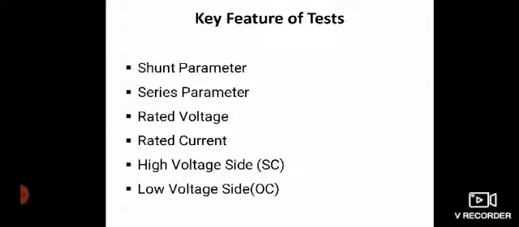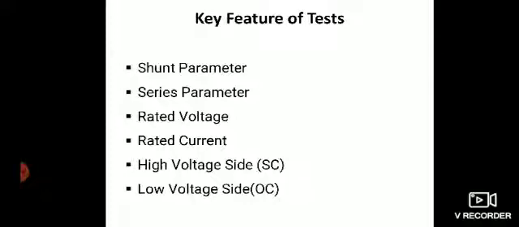Similarly, some other factors to keep in mind: rated voltage is used during the open circuit test, and rated current flows during the short circuit test. For convenience and protection, the high voltage side is always used for performing the short circuit test. It means the secondary winding which is short circuited must be the low voltage winding.